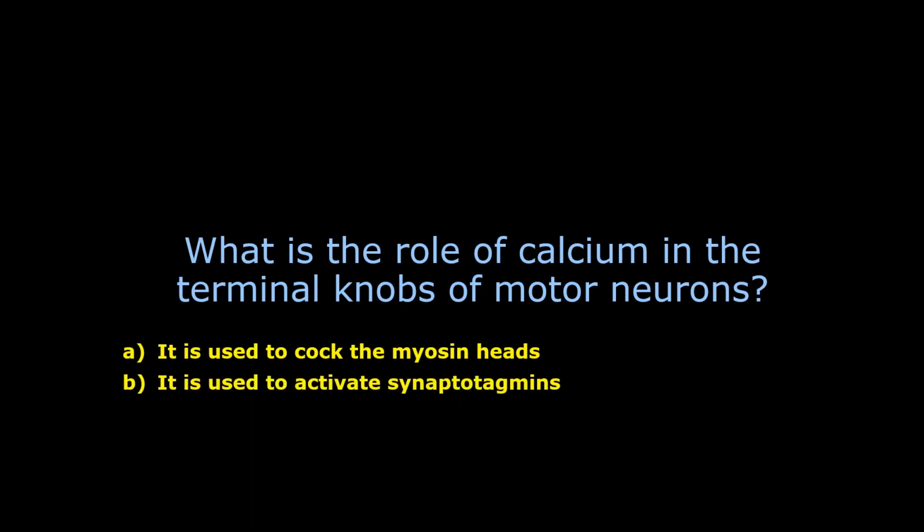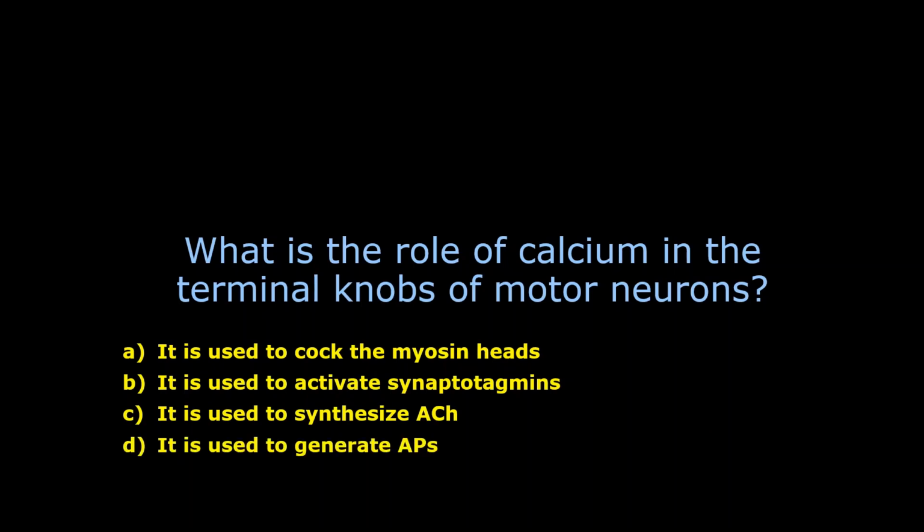So let's look for that choice first. It's used to cock the myosin heads. No, that's ATP that does that. It's used to activate synaptotagmins. That's our winner right there. It's got to be. It's used to synthesize ACh. No, it is not. It's used to generate action potentials. No, it is not. So we got it right, B.